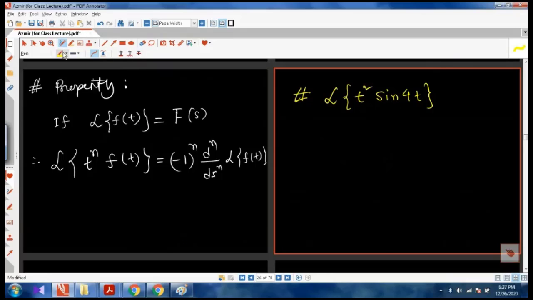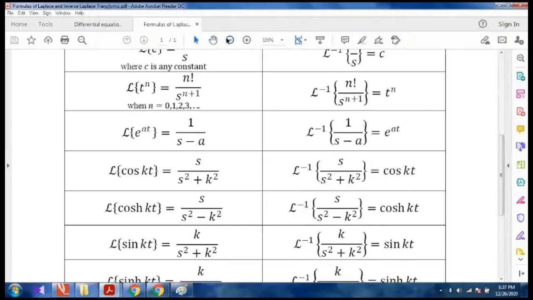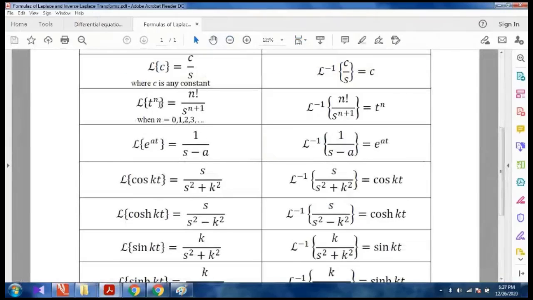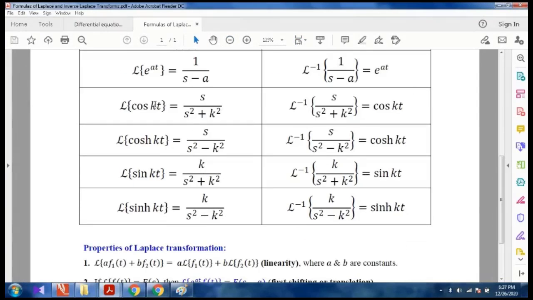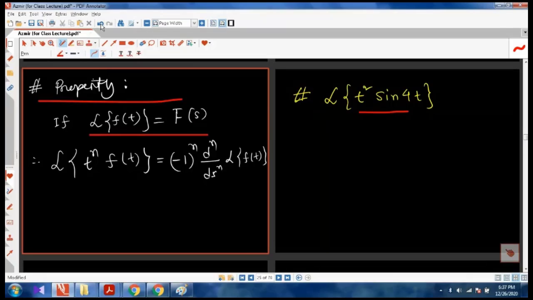So again, at first try to understand which property will be applied. Property 1, property 2, property 3, or directly the formulas. Can we apply the direct formulas here? No, because here we have just a formula for t power n, and a formula for sine kt, but there is no such formula for the multiplication of t power n and sine 4t. But we have this property. So using this property, we can solve.